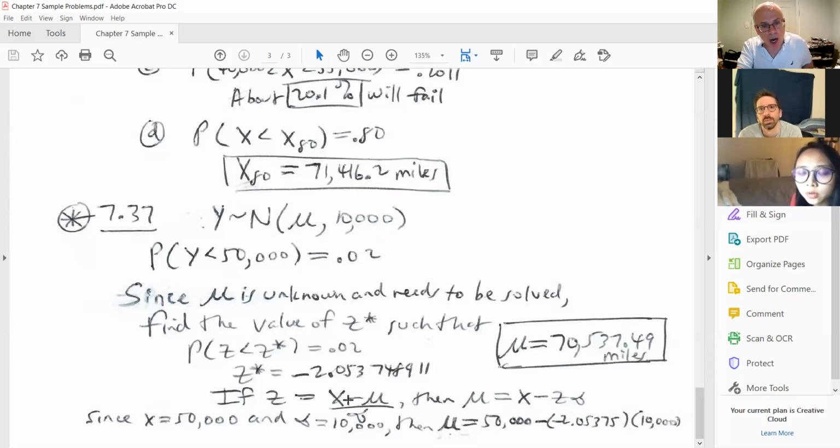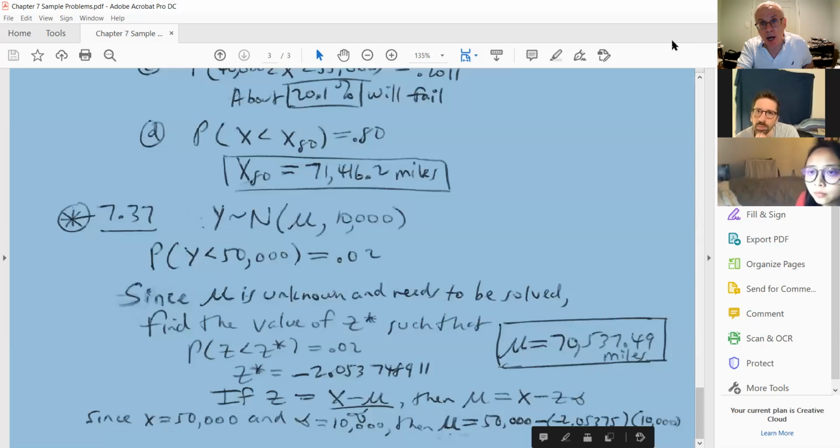If z is equal to y minus mu over sigma, if that's the formula for converting a normal random variable to z, standard normal, then I can simply do some math here and multiply both sides by sigma and solve for mu. Mu is equal to, again, pretend this is a y, minus z times sigma. That's what I want. I want that mu. That's what I'm solving for, right? This mu right here. Now I know what y is, right? I know what y is. What is y?